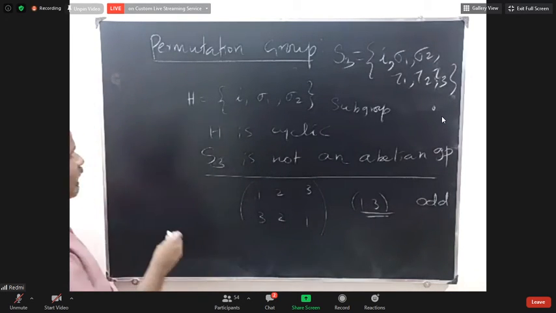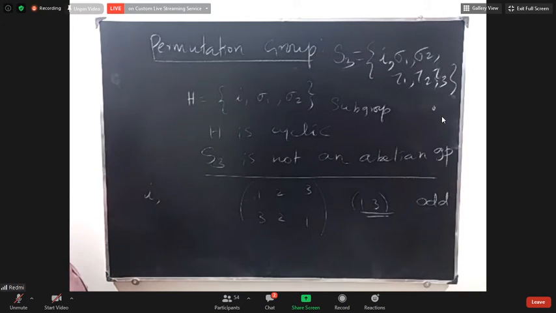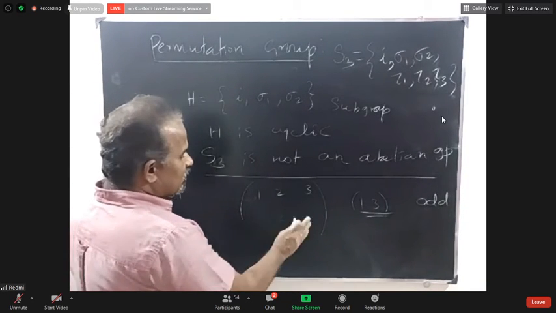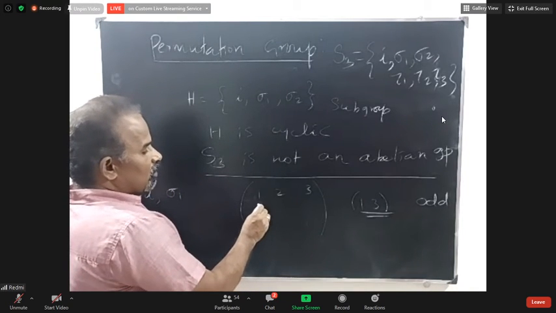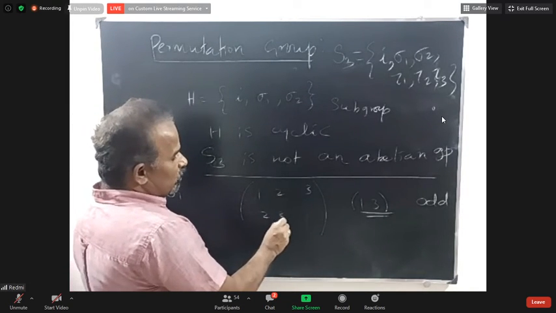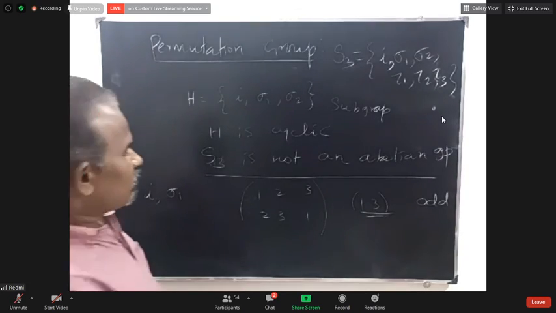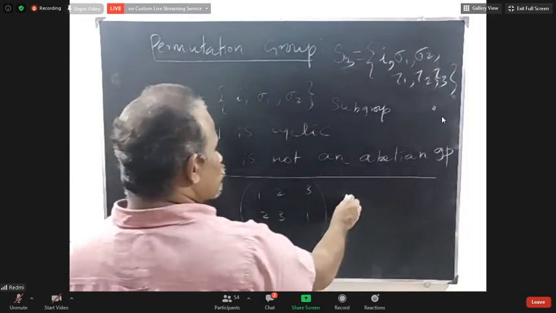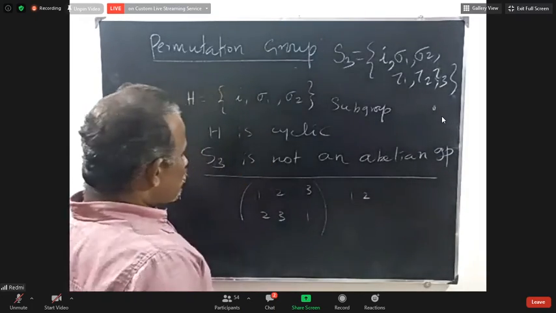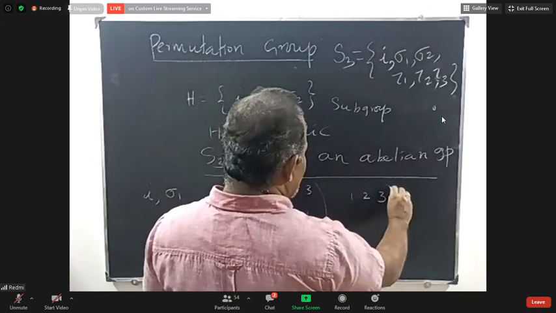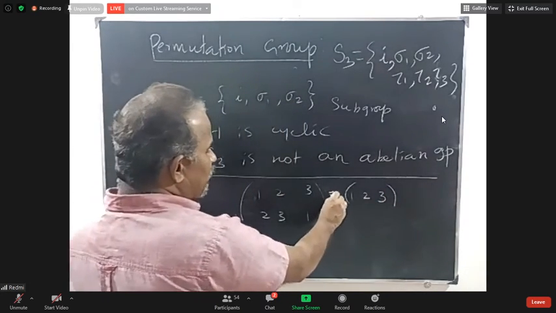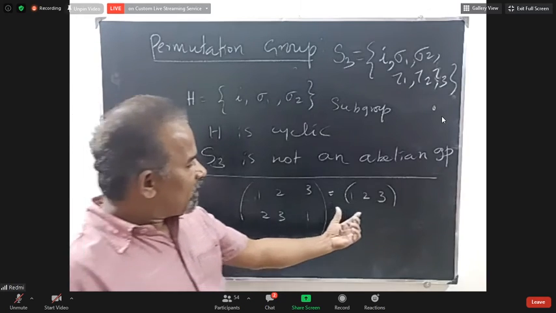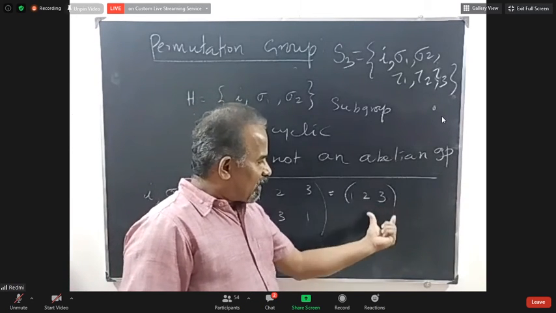So therefore, you can check that I is even. Sigma 1 is equal to what? Sigma 1 is equal to 1, 2, 3 goes to 2, 3, 1. We can check whether this is odd or even. 1 goes to 2, 2 goes to 3, 3 goes to 1.